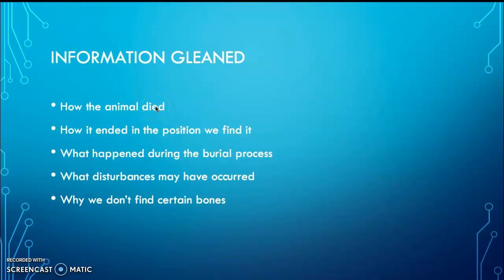Alright, so with this we get all kinds of information in taphonomy. You can figure out how the animal died, how it ended up in the position that we found it, what happened during the burial processes, what disturbances in the environment had occurred, what the animal was doing at the time, and we can also figure out why we're not finding certain bones. Remember, some of these things are really small. If they were in a very high energy environment, they're going to get washed away really easy. So that's one of the reasons we don't find many complete skeletons.